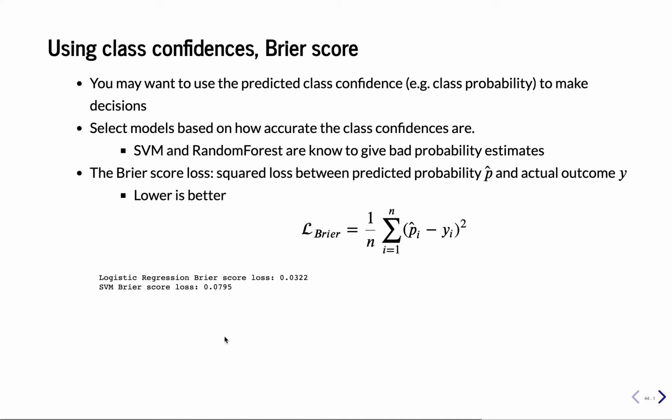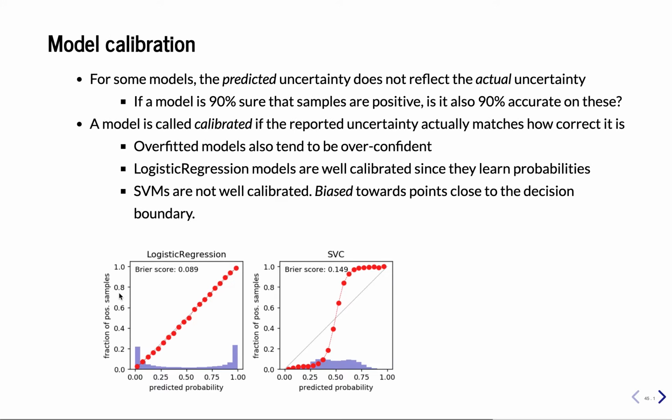Luckily, there are ways to improve these predictions, and this is called model calibration. So we say that a model is calibrated if the reported uncertainty actually matches how often the model is correct. So say that these are all the probabilities that the model predicts. This is a histogram. So it predicts a lot of points with a low probability, some points with probability in the middle, and also a lot of points with a high probability of being positive.